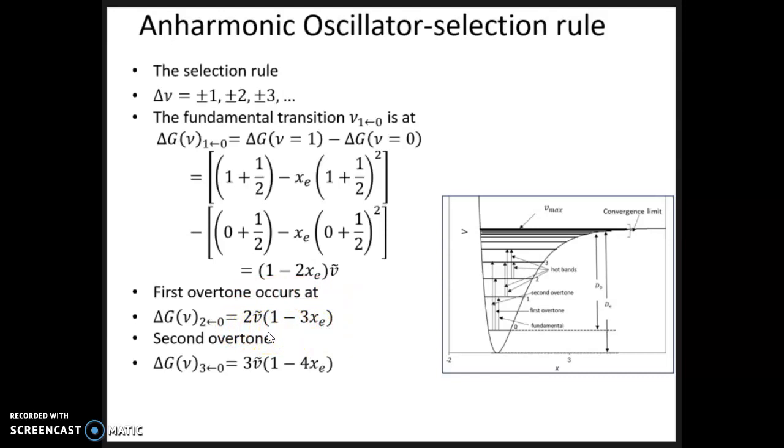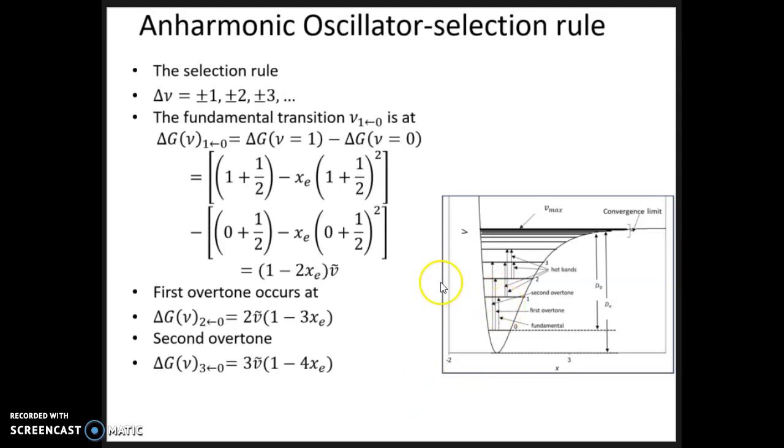What we notice is that xe is a small number, so if xe is approximately equal to 0, then we have our harmonic approximation. If xe is approximately equal to 0, we see that the first overtone will be 2 times the fundamental transition. So xe is not large as such, so the first overtone usually occurs around that.